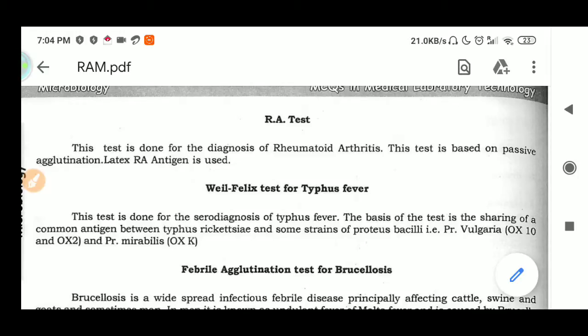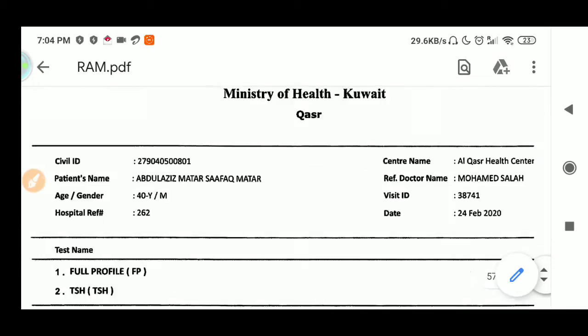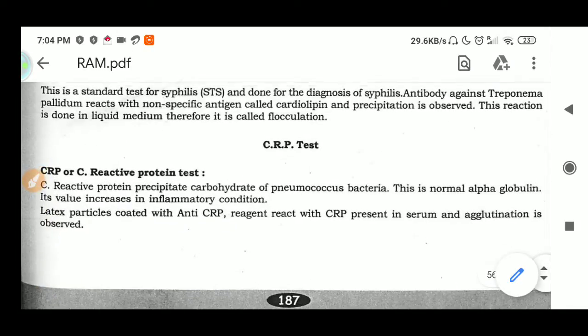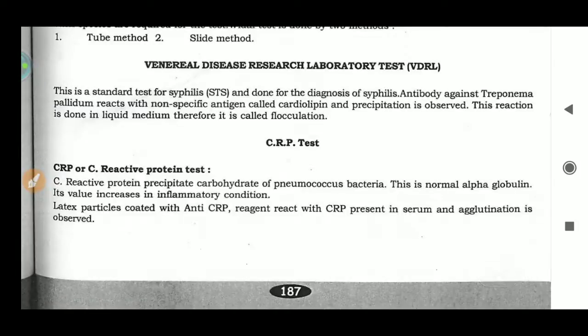Okay guys, so next topic. CRP test. What is CRP test? CRP is also called C-reactive protein. C-reactive protein precipitates carbohydrates of pneumococcus bacteria. This is a normal alpha globulin. Its value increases in inflammatory conditions. Latex particles coated with anti-CRP reagent react with CRP present in serum and agglutination is observed.